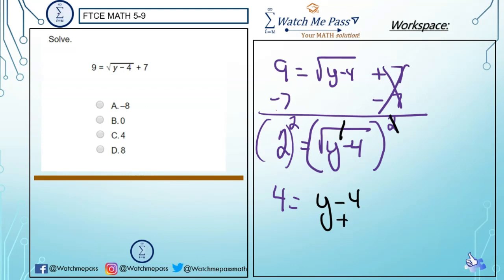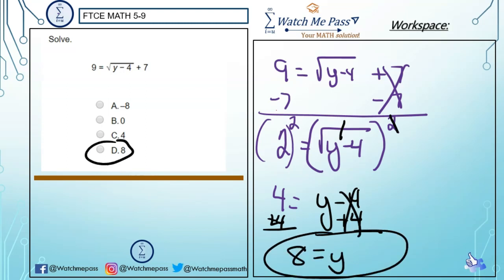Proceeding to solve the equation for y, you add 4 to both sides, and y equals 8. Answer choice D. And now you're an expert.